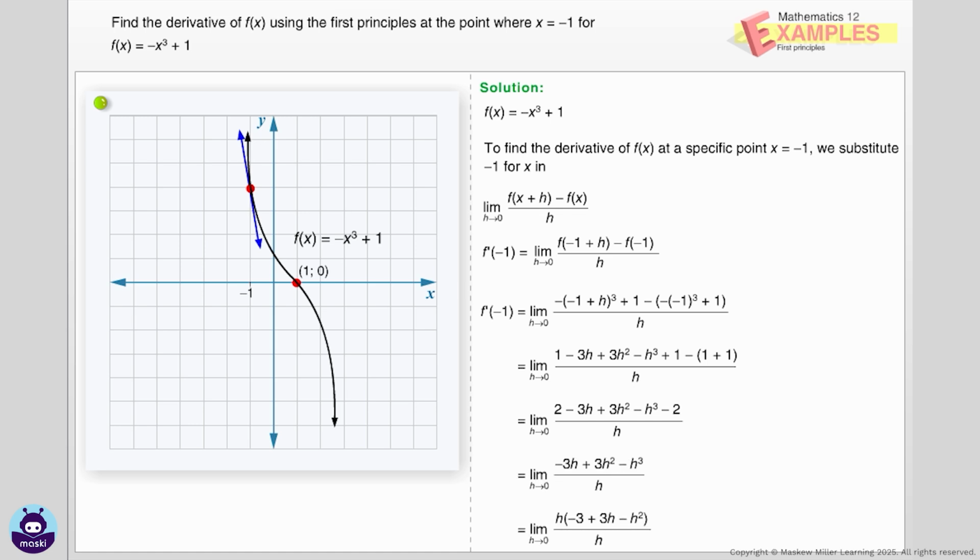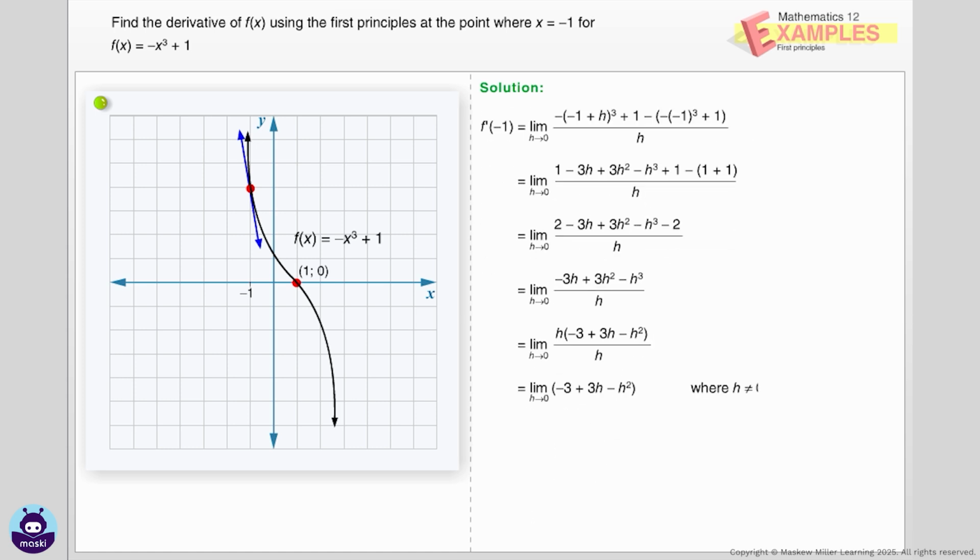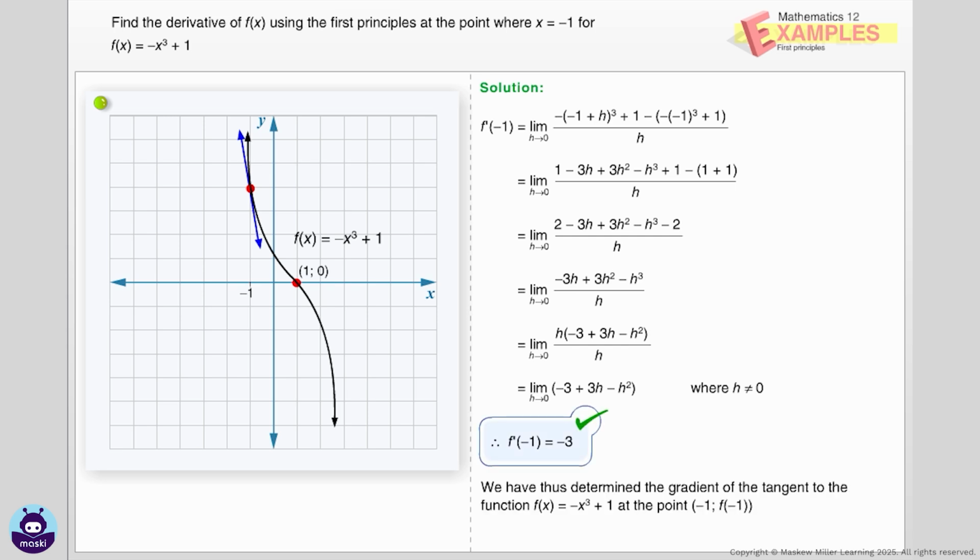Taking out the common factor h, we get, therefore, f'(-1) equals -3. We have thus determined the gradient of the tangent to the function f(x) equals -x³ + 1 at the point (-1, f(-1)).